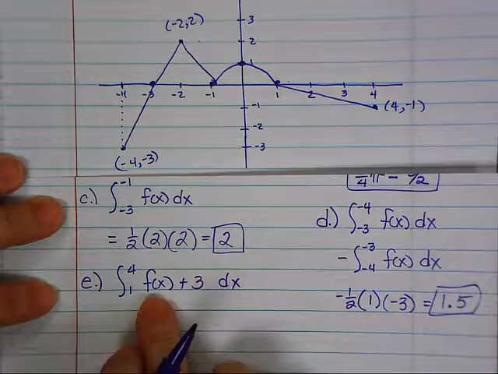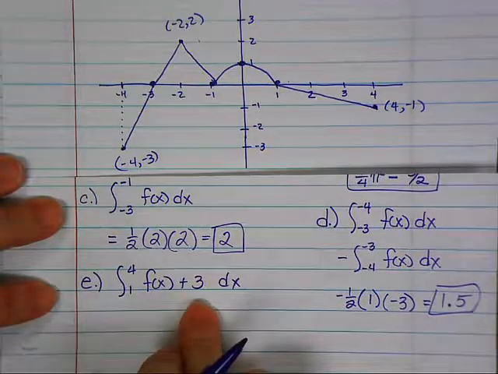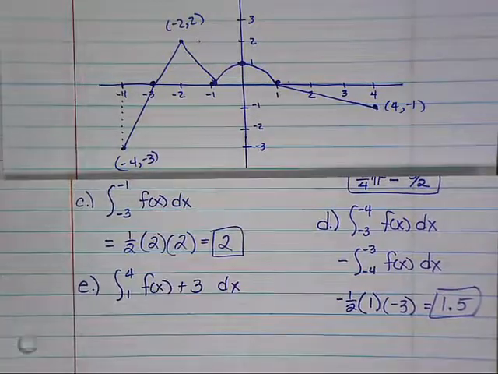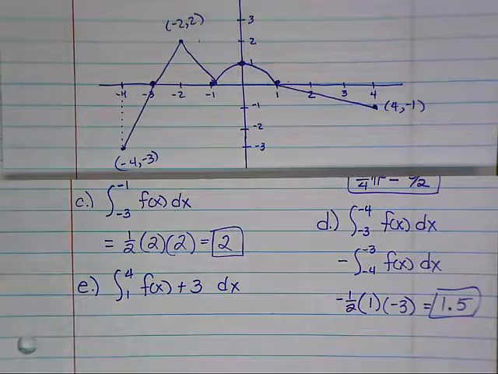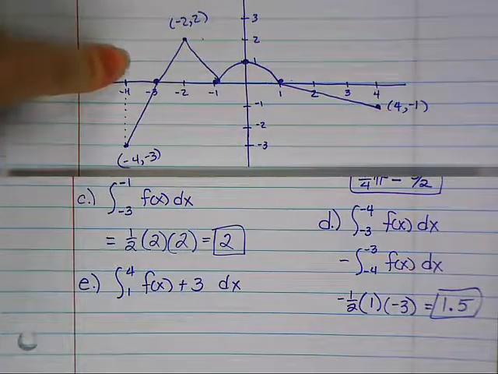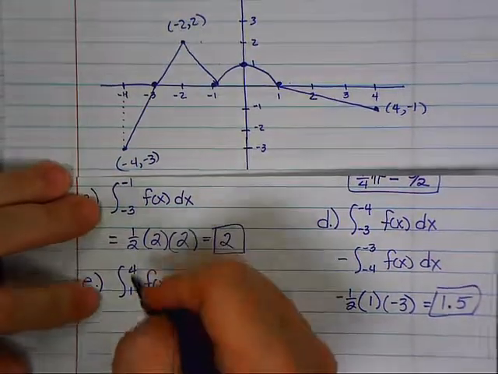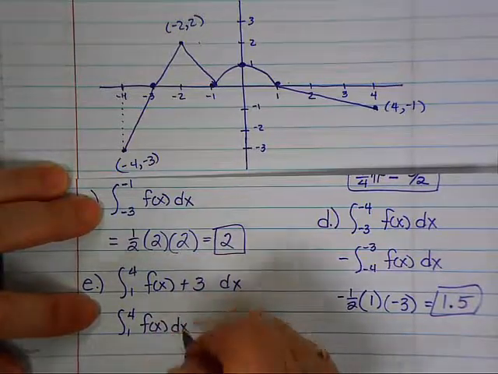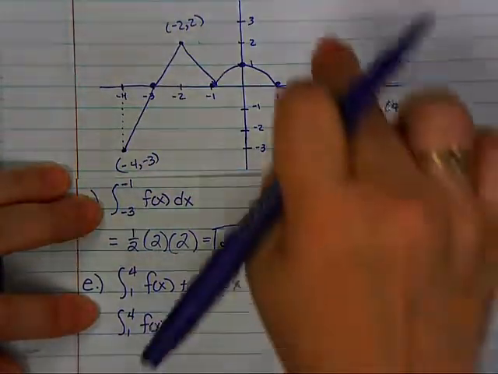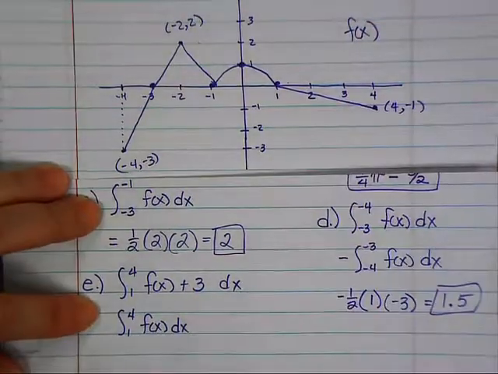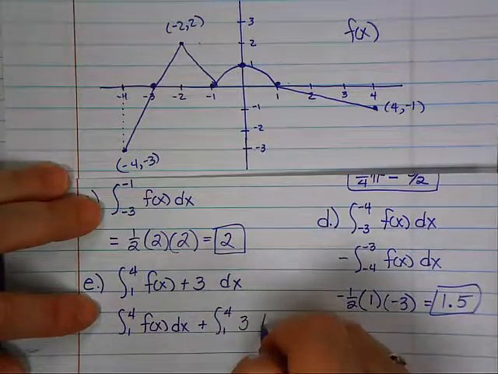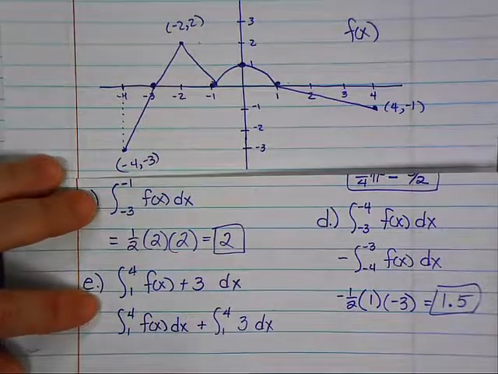When you have a function with a number added to it, usually when you add a number to a function, it moves the whole function up that many. But we're not going to redraw this thing 3 units higher. That's too hard. We're going to figure it out without having to do that. So we're going to break this into 2 separate integrals, because I know what 1 to 4 of just f of x is, because this right here is f of x. And then you write a separate one for the 3, like so.